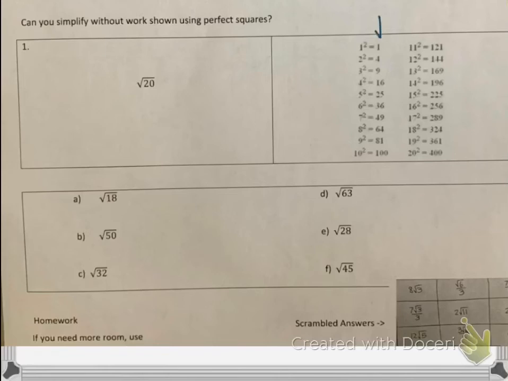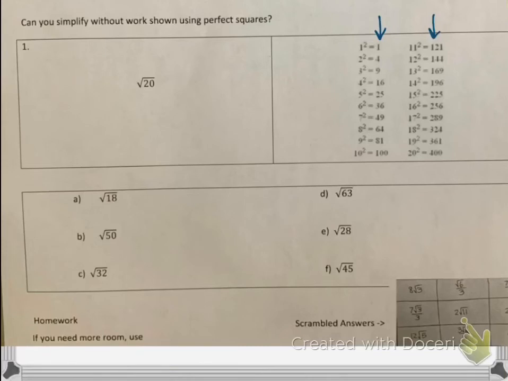If you know your perfect squares, these numbers here on the right-hand side of the equations, for instance, how come 25 is a perfect square? Because a number times itself gives you 25, like 5 times 5. So if you have these in mind, you can actually simplify the square root of 20, for instance, without having to show any work. Here's how you would do it.